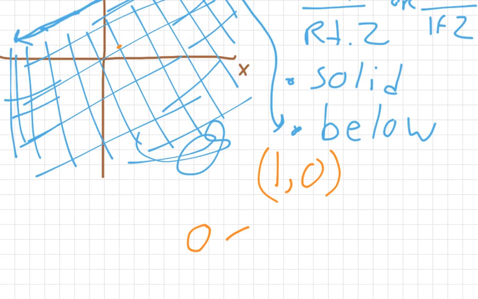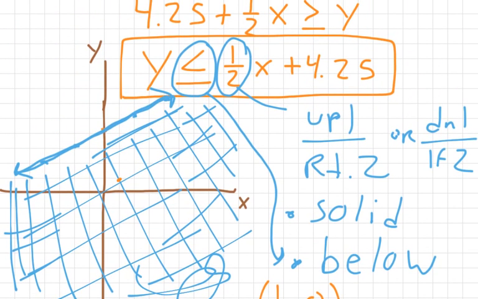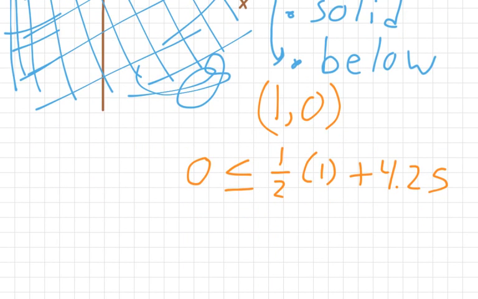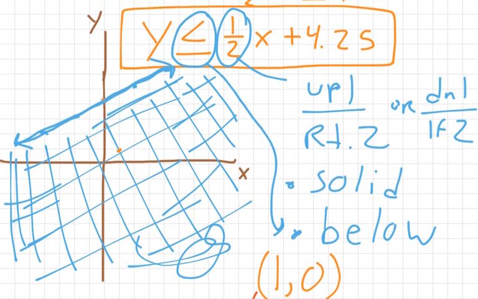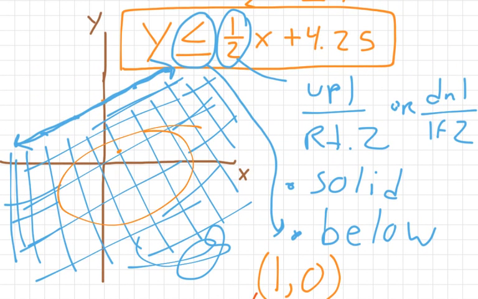So 0 is less than or equal to 1/2 times 1 plus 4.25, right? That's my inequality. I just rewrote it with 0 and 1 plugged in for x and y respectively. So when I plug this in, I'm checking it, and this is obviously true because this is going to be 1/2 plus 4.25, that's like 4.75, and that's obviously more than or equal to 0. So it checks out, right? So I plug in a point, any point I want in this region, and it's going to make the inequality true. If I plugged in any point over here above the line, it should be false.